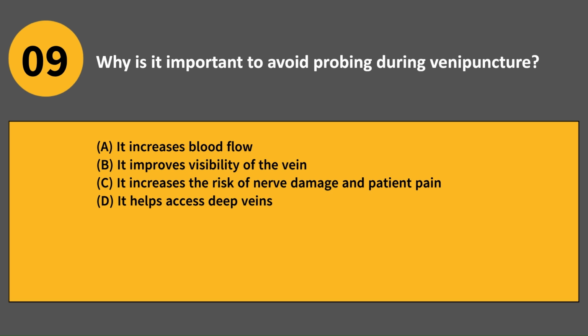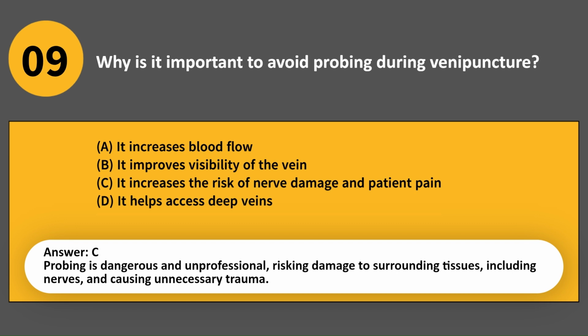A. It increases blood flow. B. It improves visibility of the vein. C. It increases the risk of nerve damage and patient pain. D. It helps access deep veins. Answer: C. Probing is dangerous and unprofessional, risking damage to surrounding tissues, including nerves, and causing unnecessary trauma.